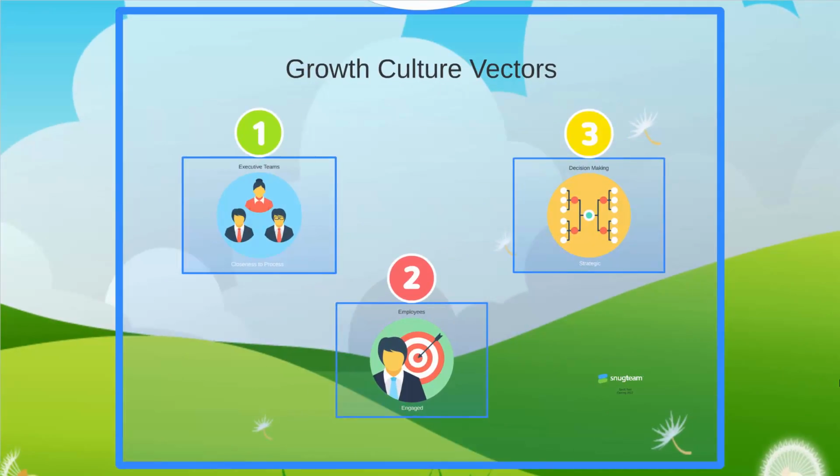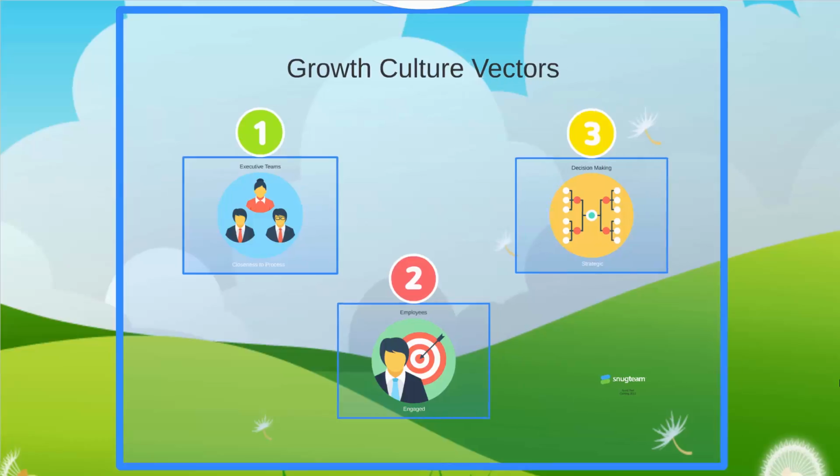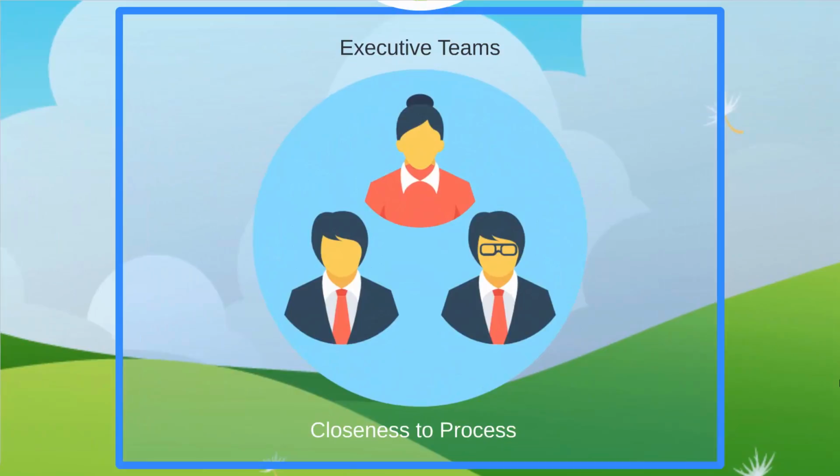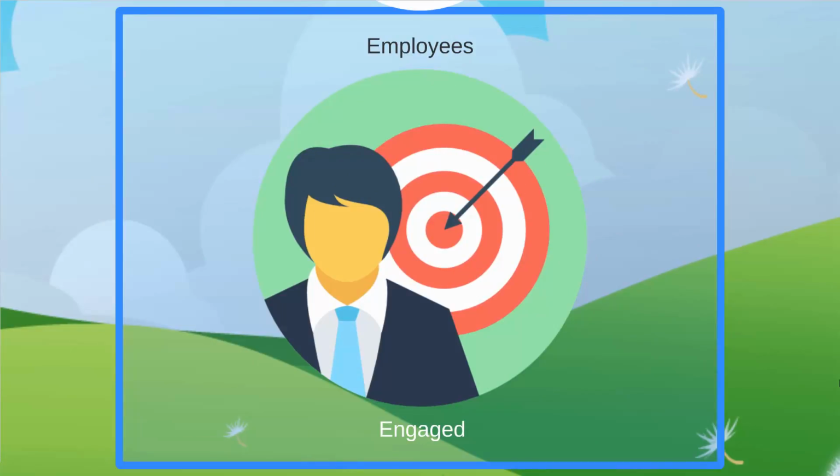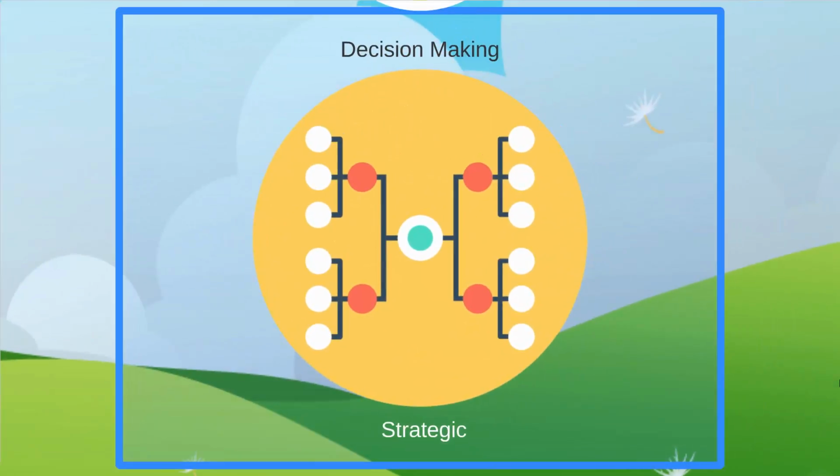You can establish or amplify a growth culture by putting the following 3 vectors in motion. 1. By providing tools or methods for executive leadership to maintain closeness to process. 2. By providing tools or methods for achieving engagement among your employees. And 3, by providing tools or methods for facilitating strategic decision-making at all levels.